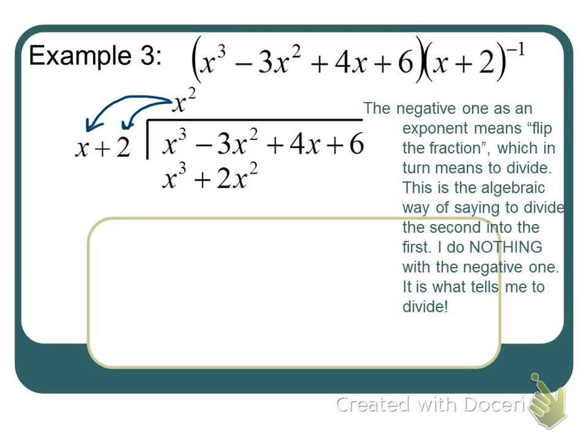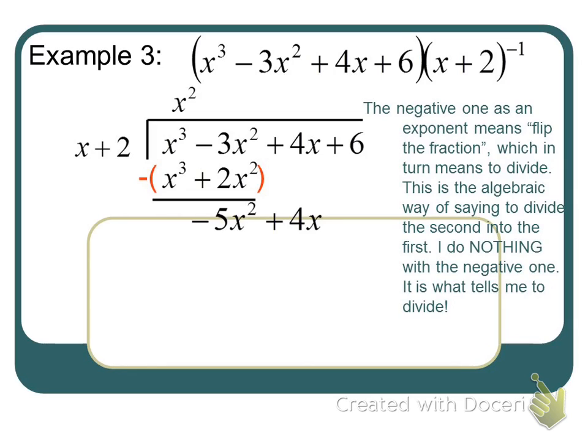Next step in the process is to subtract, so that's going to make that negative and that negative. x cubed minus x cubed is gone. Negative 3x squared minus 2x squared is going to give us what? Negative 5x squared. So when you subtract, it changes those signs. And then the next step in the process is to bring down the 4x squared. 4x, sorry.